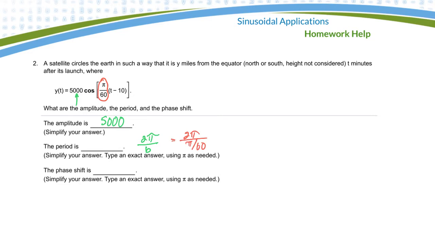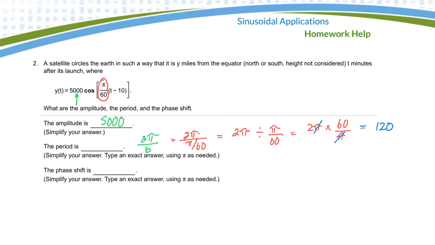Now I can't leave it like that. Let's rewrite it like this. 2 pi divided by pi over 60, which is the same as 2 pi times 60 over pi, doing the invert and multiply. So the pi's cancel, and 2 times 60 is 120. So the period would be 120.